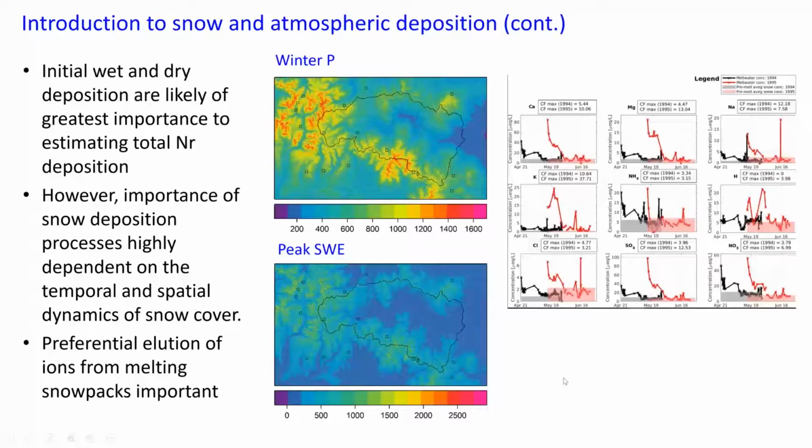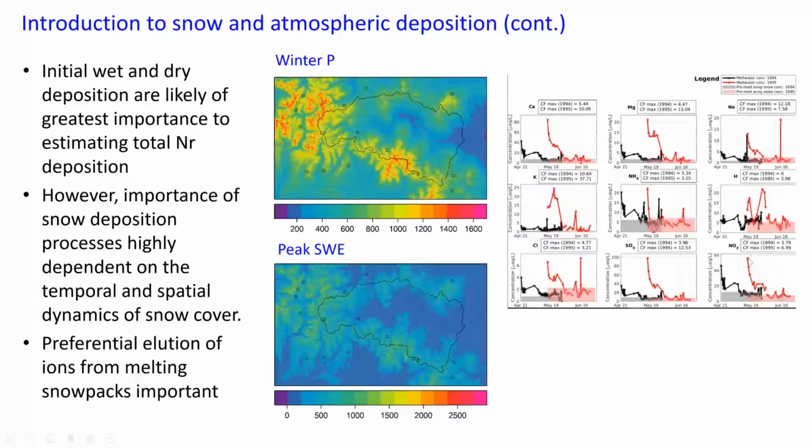Another important point is, when our snow melts, the input of nitrogen into the system is strongly impacted by preferential elution. And so essentially, this figure on the right, especially the bottom right, we can focus on nitrate, highlights where these transparent bars represent the concentration of nitrate in a snowpack towards the end of the season. And this line represents the change through time of snowmelt water nitrate concentration.